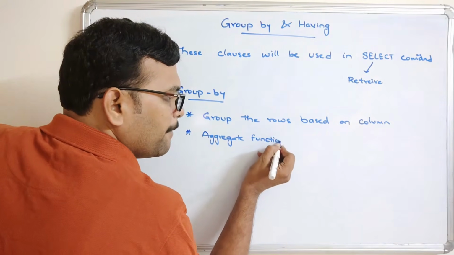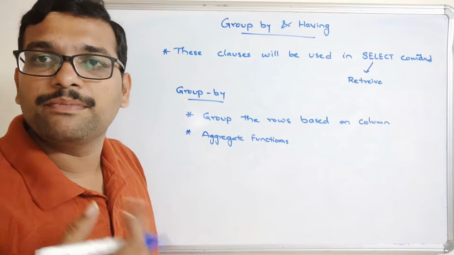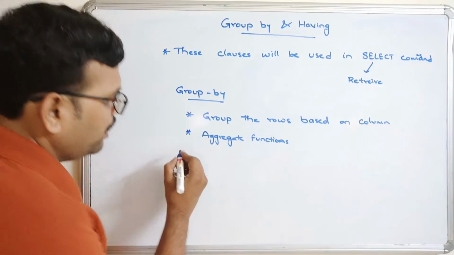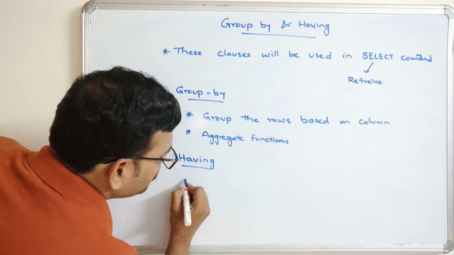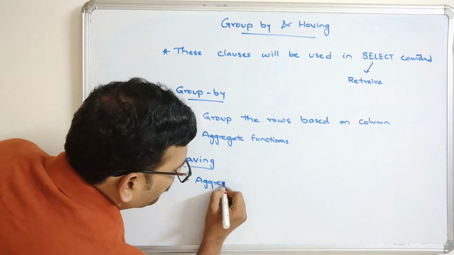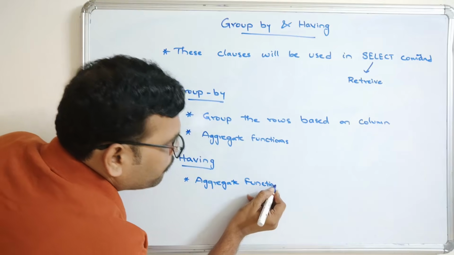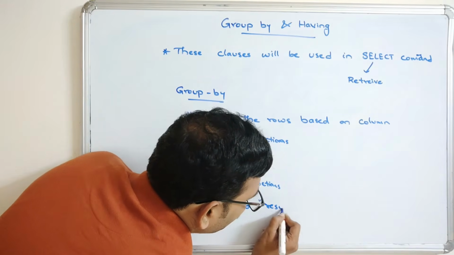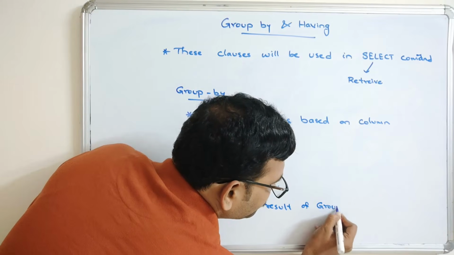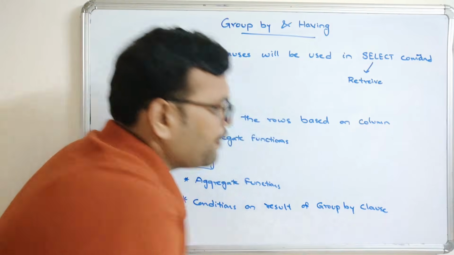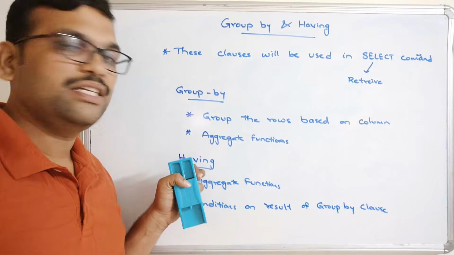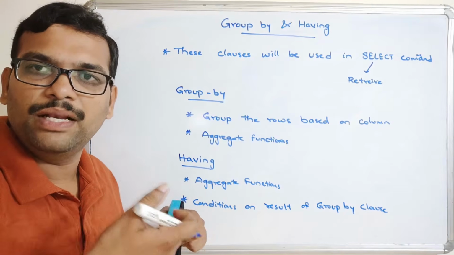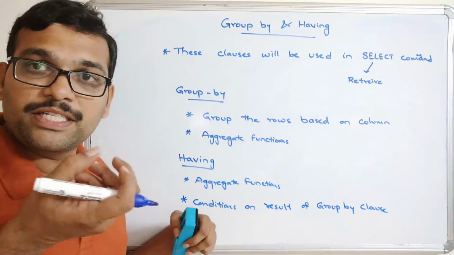Aggregate functions like sum, average, minimum, maximum, count, etc. We have seen these in the previous session, so we make use of them in this group by clause. Similarly, in the having clause we also use the aggregate functions, and here we apply the conditions on the result of the group by clause. So after applying group by, we can apply conditions using the having clause. Group by means grouping the rows, so the resultant rows will be retrieved based upon a group by column.